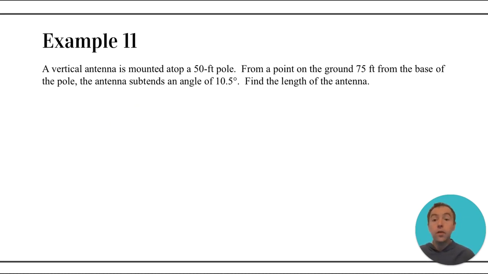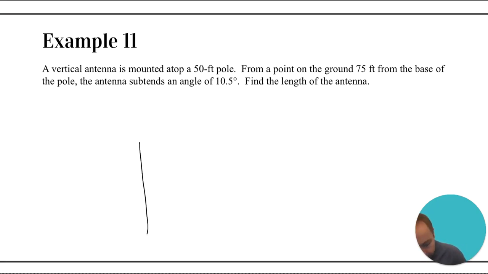Here we have that a vertical antenna is mounted atop a 50-foot pole, from some point that's on the ground 75 feet away from the base or the bottom of the pole. The antenna subtends an angle of 10.5 degrees. And then find the length of what that antenna is that's atop the pole.